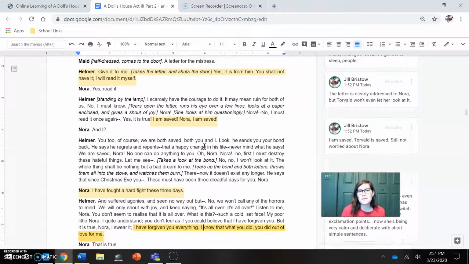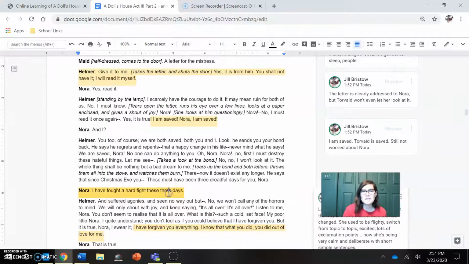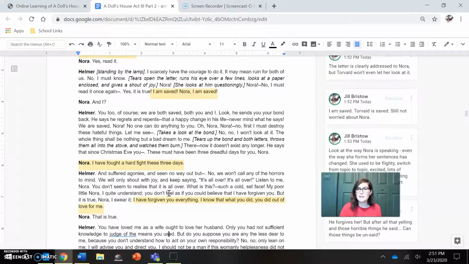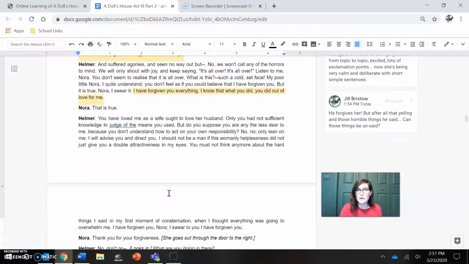They go back and forth a little bit. Notice the way Nora is speaking here. At the beginning of the play, everything she said was exclamation points and dashes and switched topics all of a sudden, all over the place with hand motions, right? And now she's speaking in these very simple declarative sentences. I have fought a hard fight. That is true. And yes, read it. Everything she says is suddenly simple and pretty stoic. So notice the way her speech has changed.